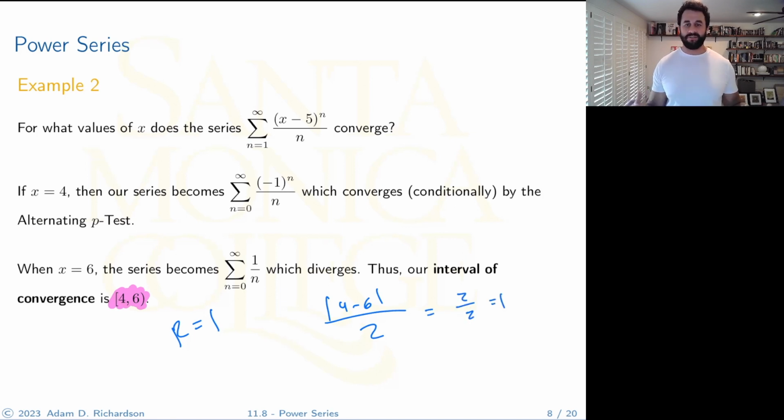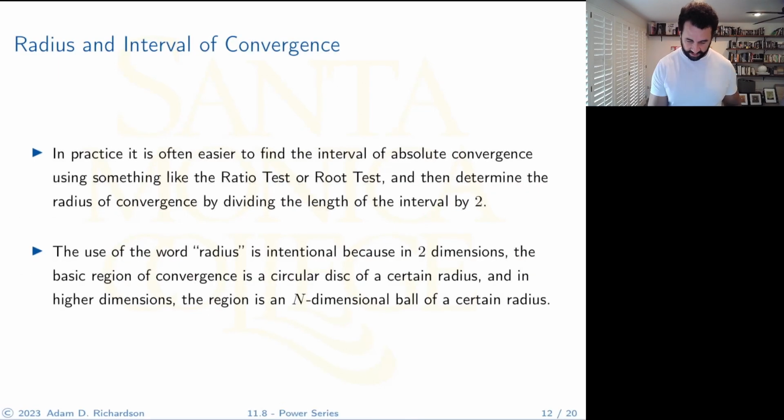The radius is half of the interval. That's really all it is. So if you've got the interval, you know the radius. Just divide the length by 2. And that's what I'm saying right here. Commonly, it's easier to just do that.